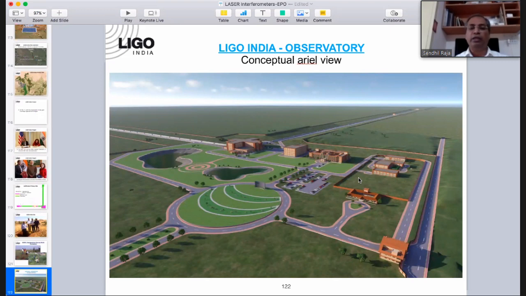So parallelly, the construction wing of DAE, DCSEM, has completed the preliminary design and the engineering design for the civil infrastructure. And what you see is a conceptual aerial view of the LIGO-India project as it will be constructed at the site. This would be identical in every sense to the other 2 LIGO detectors in terms of the optical configuration. But in terms of the civil infrastructure, we are a little more luxurious, in the sense that we added more civil facilities to be able to house more students and more academic personalities to use this facility better than what LIGO is able to do.